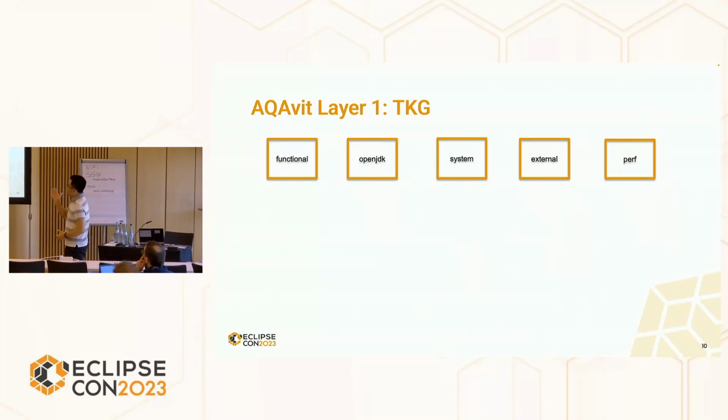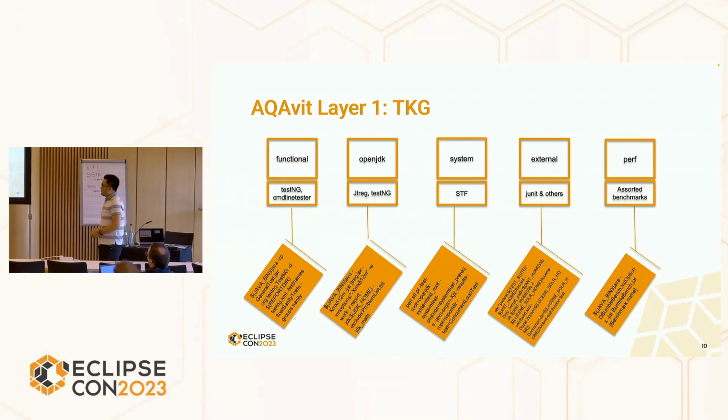For the first layer, TKG, we have different categories of tests. We have functional tests, OpenJDK tests, system tests, external tests, and perf tests. You can see that we are using different open source test frameworks. For example, for functional tests, we use TestNG and command line testers. And for OpenJDK, we use JTReg and TestNG. All these frameworks are different, so if a user wants to use them, they will need to get familiar with all of those frameworks.